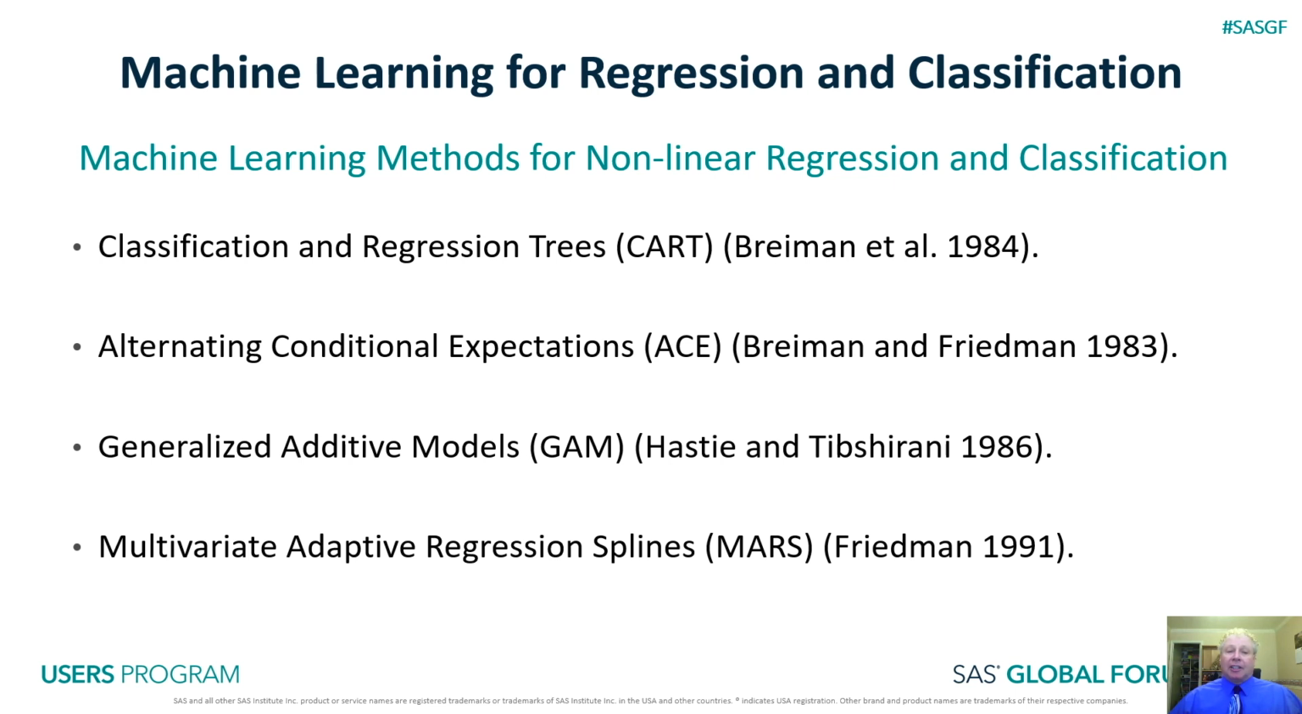Breiman and Friedman also developed the alternating conditional expectations algorithm, which was one of the first algorithms for fitting non-parametric regression. ACE was quickly superseded by the generalized additive models of Hastie and Tibshirani in 1986, which are now extremely widely used and implemented in almost all computer packages for doing statistical analyses. Jerry Friedman combined elements of generalized additive models with classification and regression trees and came up with the multivariate adaptive regression splines algorithm, usually abbreviated to MARS, in 1991.